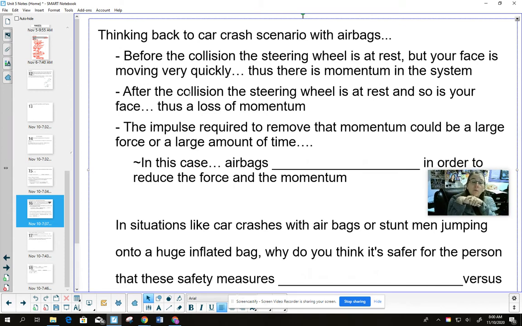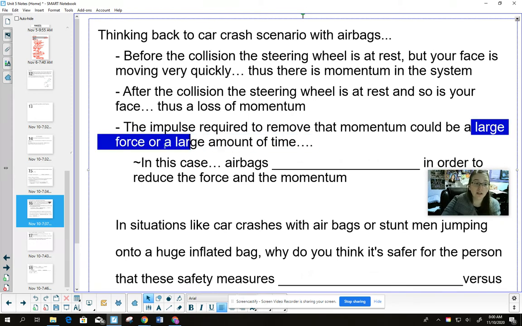Now, if there was no airbag, you would lose that momentum very quickly, right? The contact time would be very short. There's your face into the steering wheel. That means it would be a very large force stopping you. Because the contact time is so small, in order for you to lose all your momentum, that force is going to be a lot, which should make sense because that hurts, right?